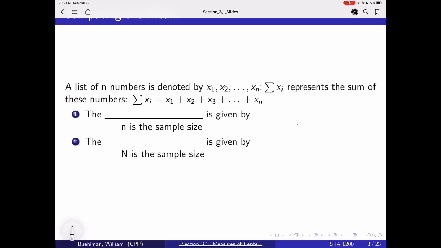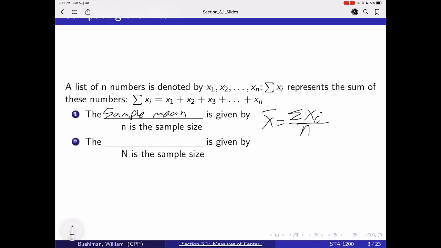So first we have the sample mean, which is given by, we call this x bar, and then we use that summation of the xi's over n. So x bar is equal to the summation of the xi's over n. That is the sample mean. It's denoted by this x bar.